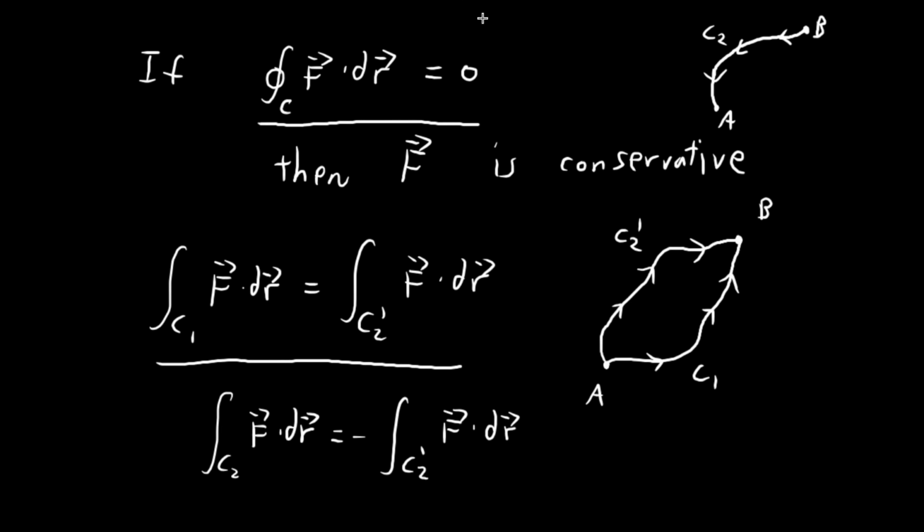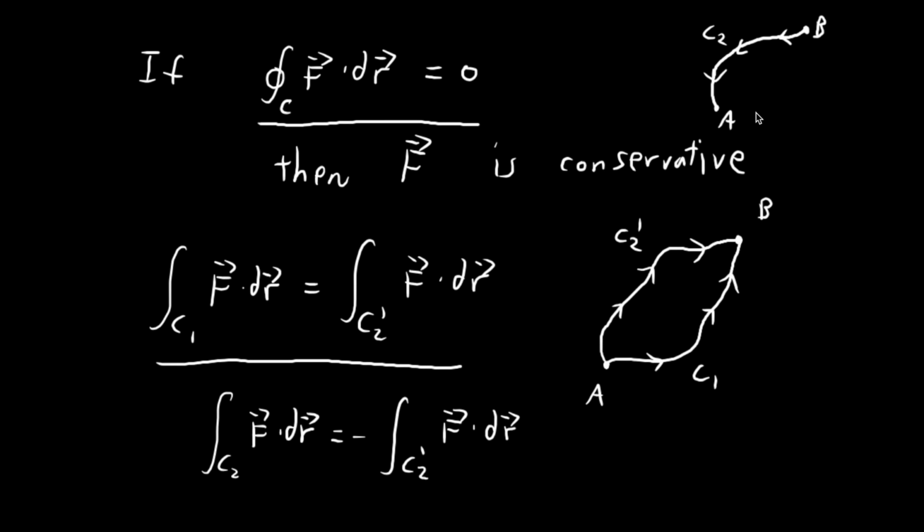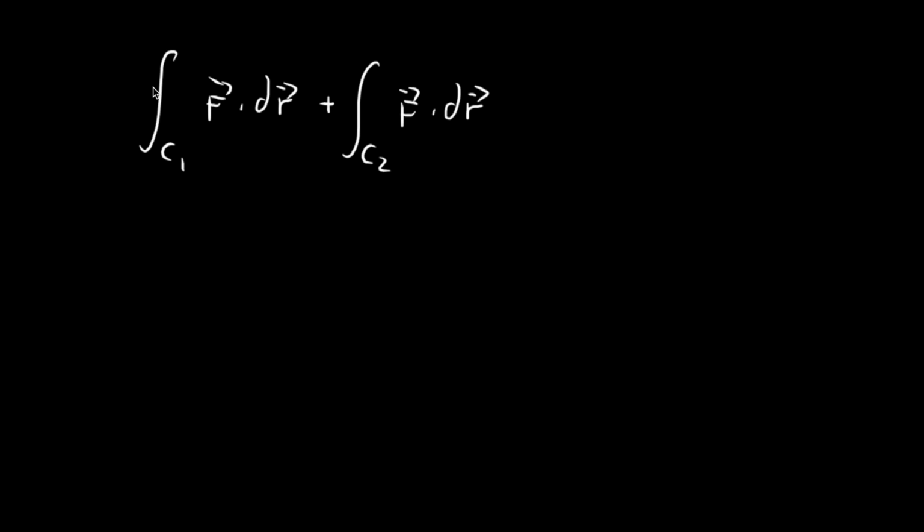The reason I've defined this is because, given this path C2, if we consider the sum of the line integral along C1 and the line integral along C2, you'll see that this sum really just leads to a closed path. C1 is this path that goes from A to B, and C2 is this path that goes back from B to A. So the line integral along C1 plus the line integral along C2 is really just over a closed path.